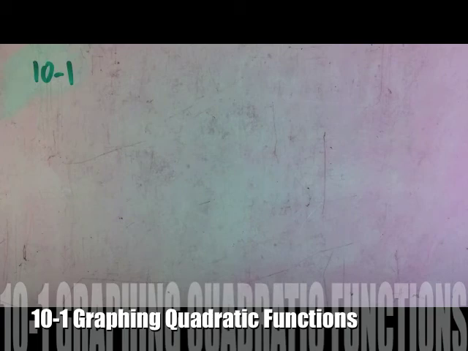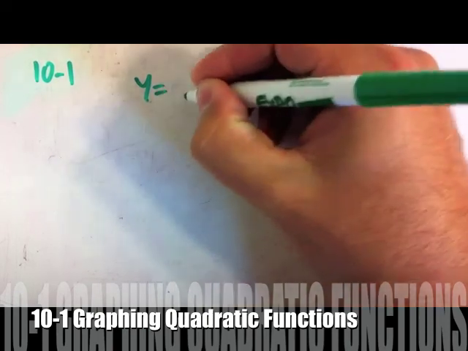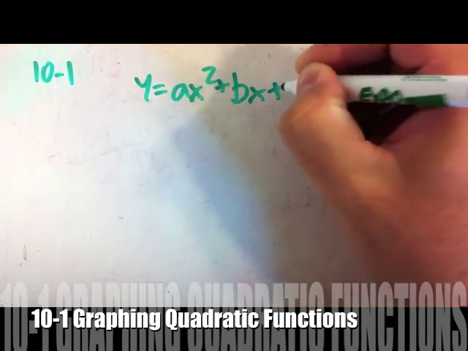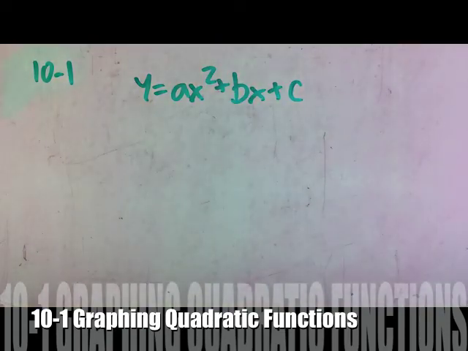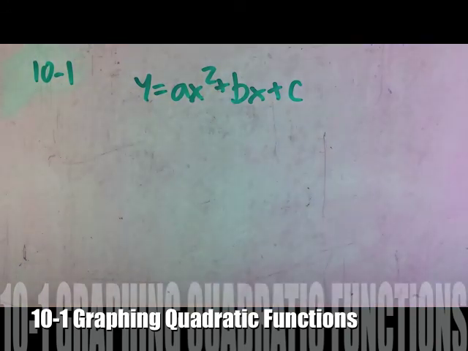And for this lesson, most of our problems are going to be written in y equals ax squared plus bx plus c form. And that's important to remember because later on, when we're trying to find the vertex or even the axis of symmetry, we're going to need the A and the B. We're going to need to identify that to move on.